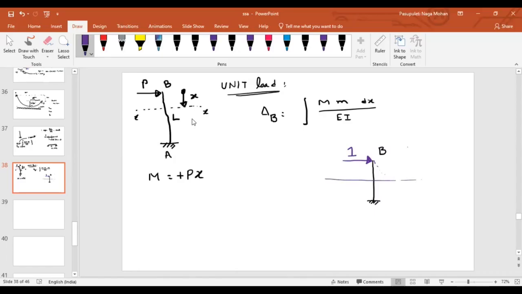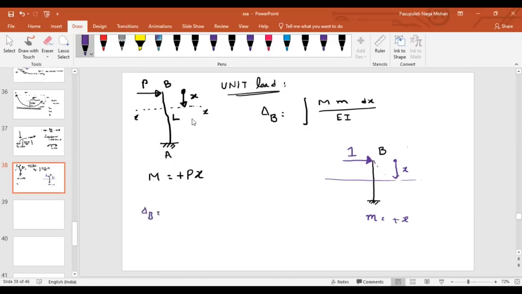And then I'll consider the same section, X from the support B. Because of the unit load, what is the moment here? Again, it is clockwise, so 1 into X, plus X. So what about the deflection at B?